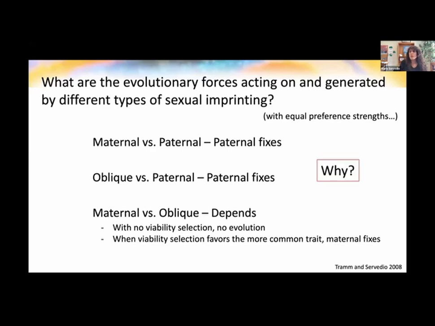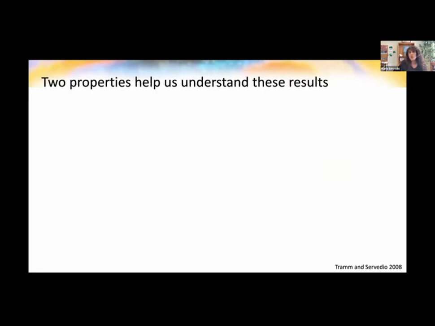So the question I really wanted to ask was why. I didn't really care exactly what happened. Our goal wasn't really to show what happened, but to understand the evolutionary forces involved. And this is one thing I really love about theory. You can get at these why questions by digging in a little bit more, and I love doing that part. So after doing a bunch of digging and a bunch of math, what we figured out was there are 2 properties that could help us understand these results.